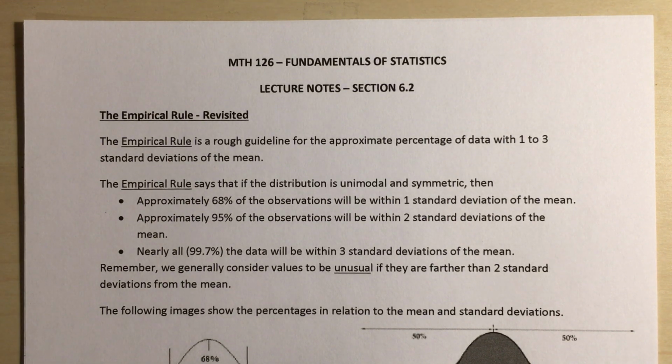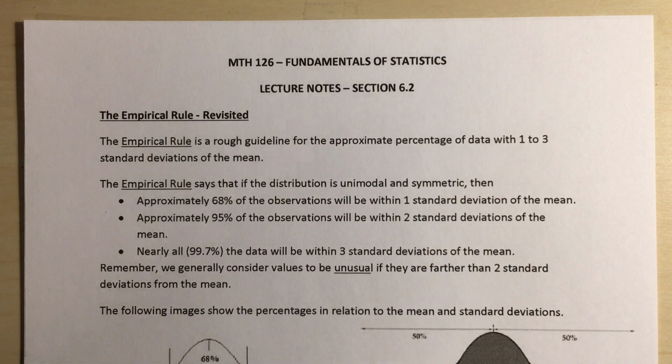So the empirical rule says that if the distribution is unimodal and symmetric, or normal, as we're going to start to call them, then approximately 68% of the observations will be within 1 standard deviation of the mean. Approximately 95% of the observations are within 2 standard deviations of the mean. Nearly all, or 99.7% of the data, is within 3 standard deviations of the mean.